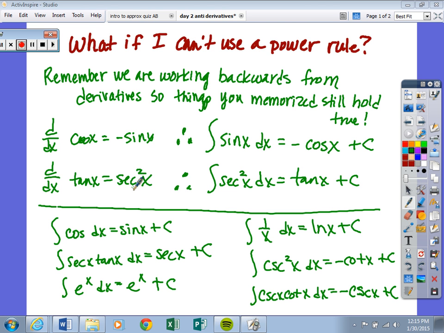Derivative of tangent is secant squared, so the integral of secant squared is tangent, of course, plus c. So here's a list of some that pop up quite often that you need to know. You shouldn't have to memorize them because you already know the derivatives. You're just going to be working backwards, okay? We're going to be using all of these to do the problems that were on the board in class.